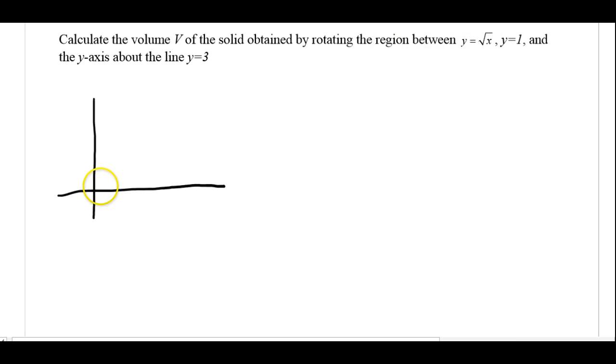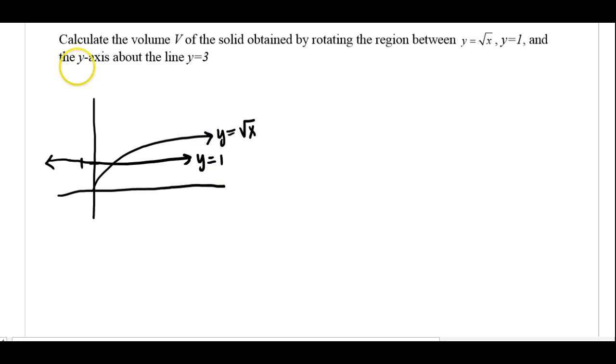So y equals the square root of x is one of our bounding functions. So let's label it y equals radical x. Y equals 1, so that is a horizontal line at 1 on the y-axis. So there's 1. So here's my line y equals 1. And the y-axis. So the y-axis has already been drawn for us. Here it is right here. So the region that intersects all of these is this one right here. So, whoops. There's my region of intersection.